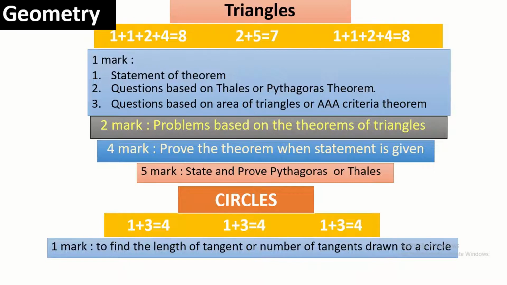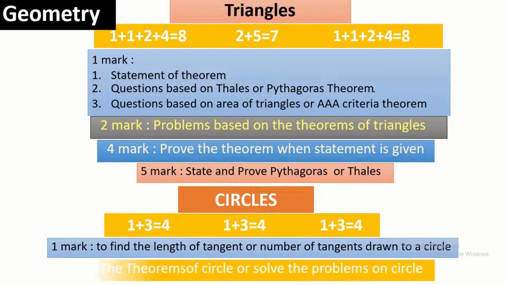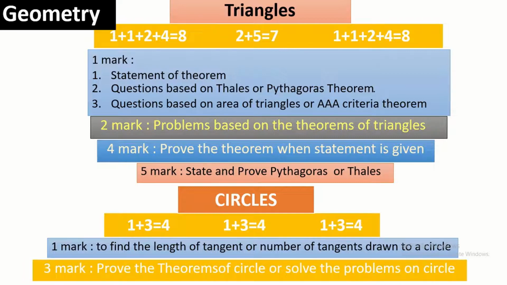And the other 3 marks is for the proof of the theorem. There are 2 theorems in the circle. They may ask any one theorem to write. Or, other than the theorems, they may ask to solve problems on the circle chapter. So that may also appear for 3 marks.